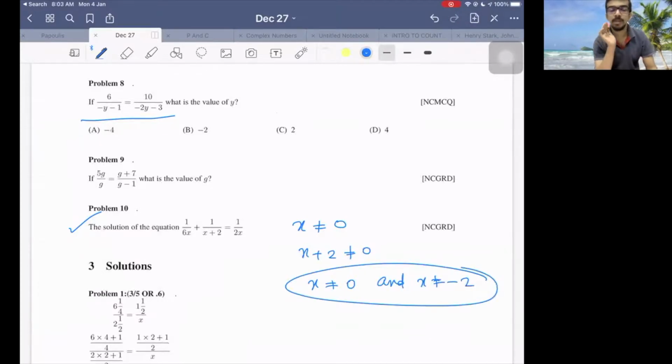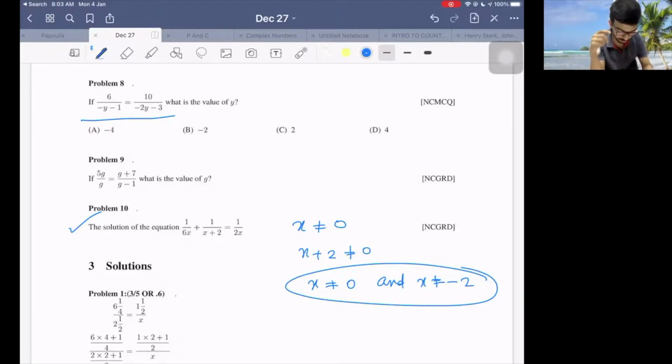You have to write it down because if x is equal to 0, there are two terms with x in the denominator. They will become undefined. If x is equal to minus 2, the term x plus 2 will be in the denominator and that will become undefined. So if x is equal to 0 or x is equal to minus 2, your original question is going to become undefined. So after solving, if you obtain any of these numbers as the solutions, you have to discard them. You cannot accept them as the solutions. That is the idea.